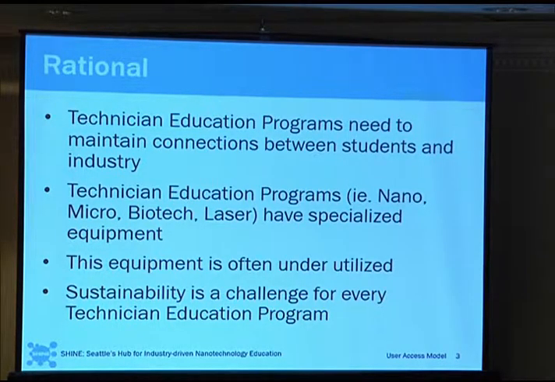Technician education programs, in particular nano, micro, biotech, laser tech programs, also have specialized equipment that aren't often used in other parts of the community and technical colleges of which that equipment is housed. And often this equipment is underutilized. If you have specialized biotech, laser, nanotechnology equipment, and one of the courses that uses that equipment isn't running that particular semester, that particular quarter, often that equipment lays dormant and it's just sitting in the lab until the course starts the next quarter, the next semester.